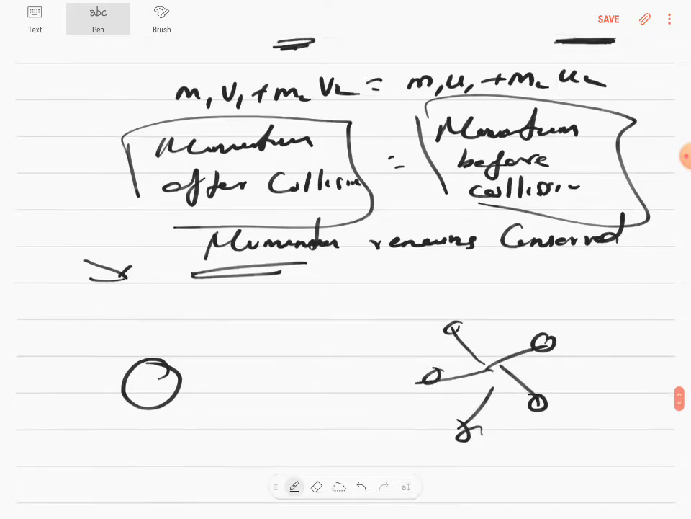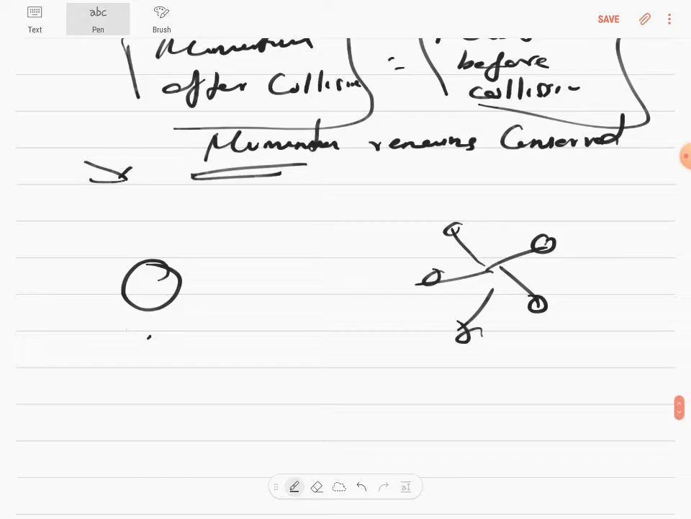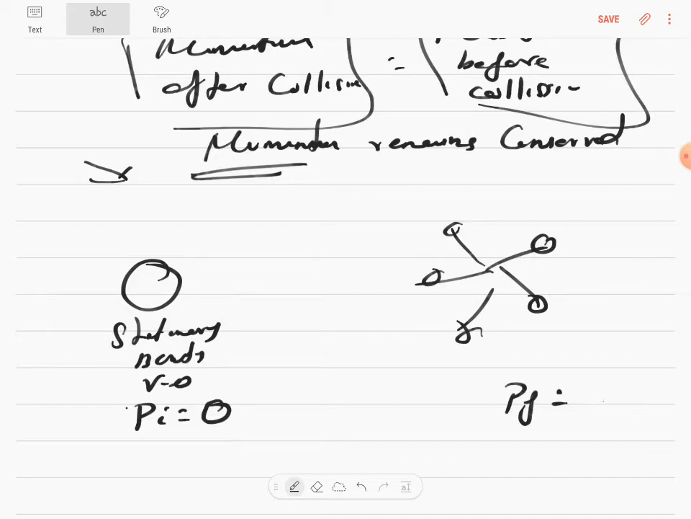It's spread. Why? Because this momentum is zero because it does not have velocity. This is a stationary mass, a stationary bomb whose velocity is zero. So initial momentum itself is zero. Appo final momentum has got to be zero only because momentum has to be conserved.